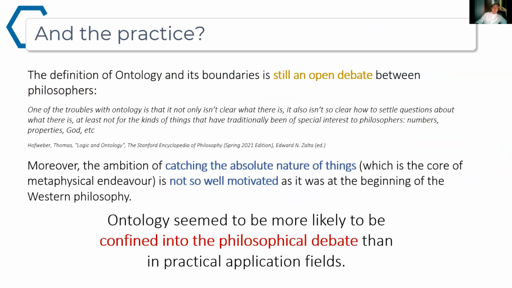So even now in philosophy, what an ontology is remains an open debate. If you navigate through the Stanford Encyclopedia of Philosophy, you can find a definition of ontologies, and this definition is essentially that it is not so clear what the ontology field is about. It's not clear how to settle a question, and whatever. So it seems that the ontology approach is something that should be confined to philosophical debate, and even in this debate is something that has been overruled by recent advancement.